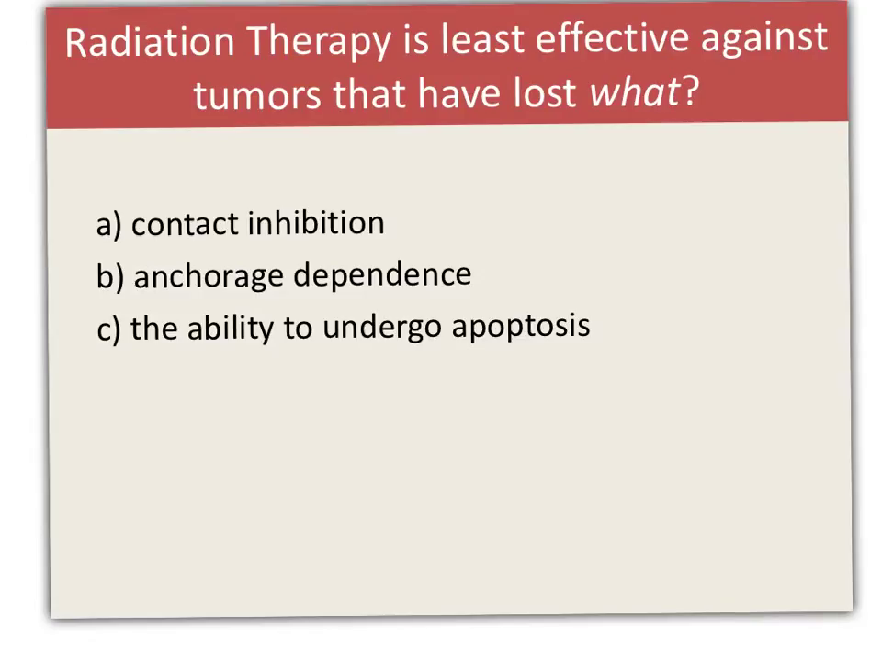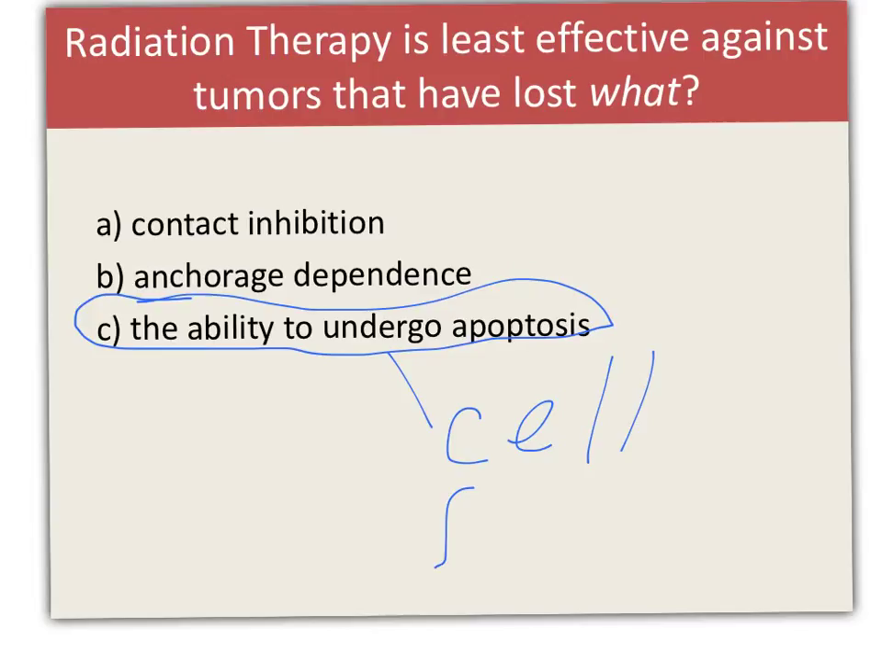Okay, radiation therapy is least effective against tumors that have lost what? If you want to know, you should go back to the last lecture on cell division and cancer, and you would see that it's the ability to undergo apoptosis, which is cell death.